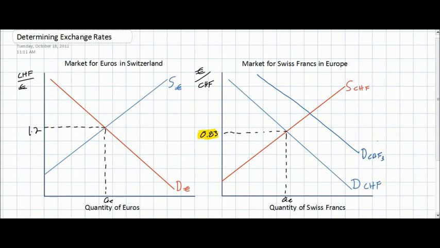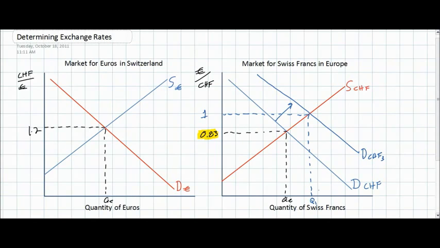Of course, an increase in demand for Swiss francs could be the result of several factors. Perhaps European incomes are rising, therefore Europeans demand more Swiss imported goods. Perhaps interest rates in Switzerland are rising, therefore Europeans wish to save more money in Swiss assets. Perhaps inflation in Europe has risen, therefore Swiss goods just appear more attractive because they're relatively cheaper. Any of these things can cause demand for francs to rise in Europe.